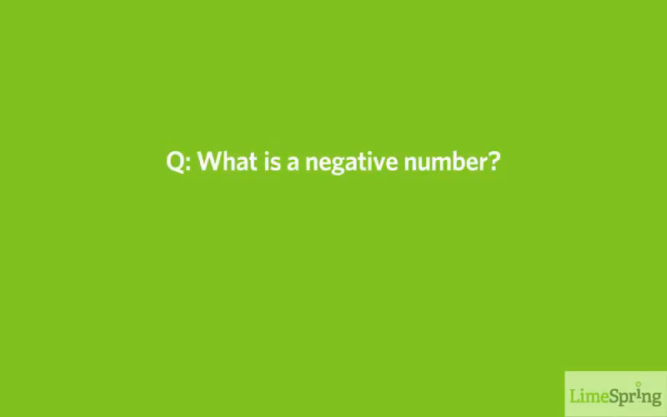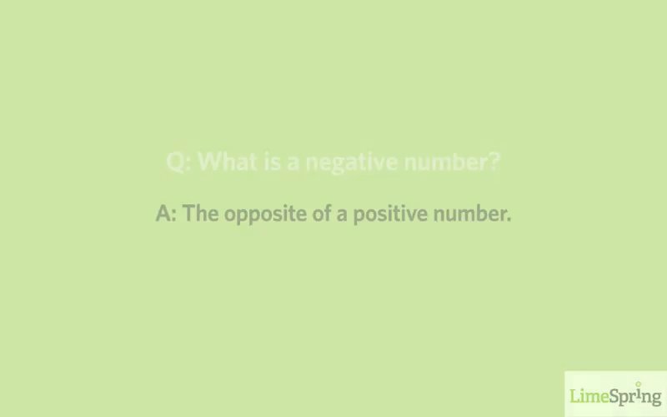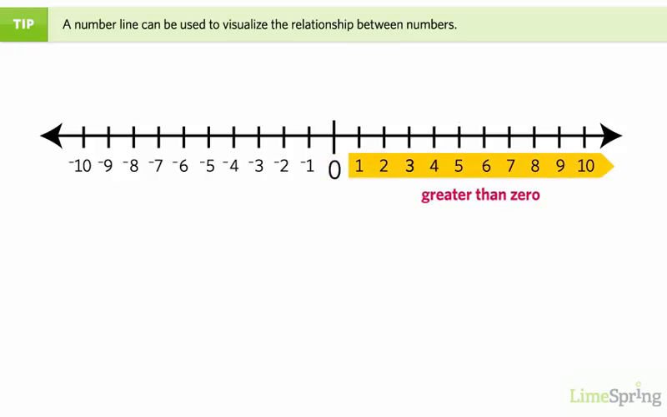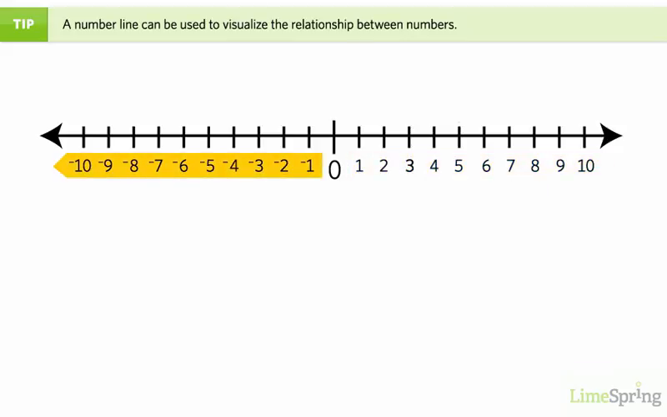The first question you may have is, what is a negative number? Well, it's simply the opposite of a positive number. To show you what I mean, let's take a look at a number line. As you can see, 0 is in the middle, and any number to the right of 0 is greater than 0. These numbers are all positive numbers. On the other hand, any number to the left of 0 is less than 0, and therefore a negative number.